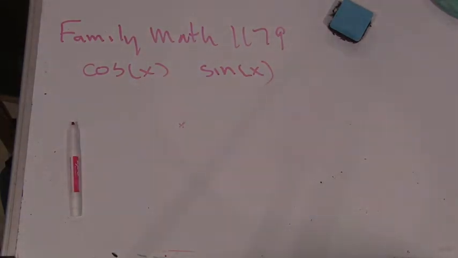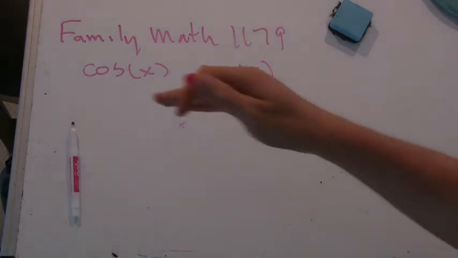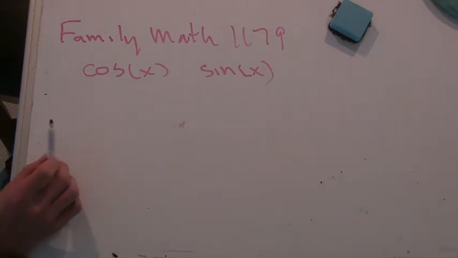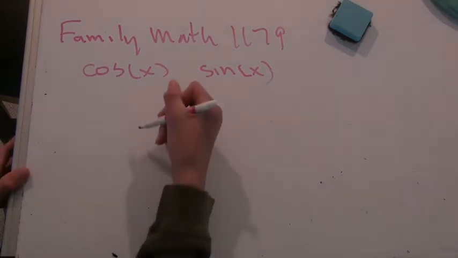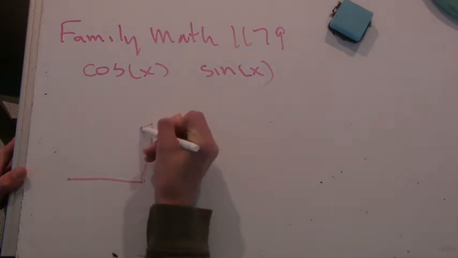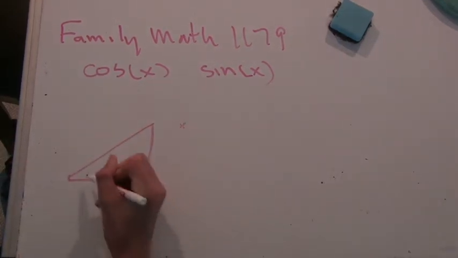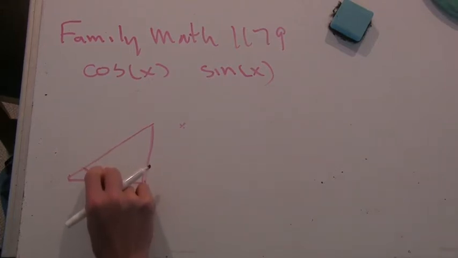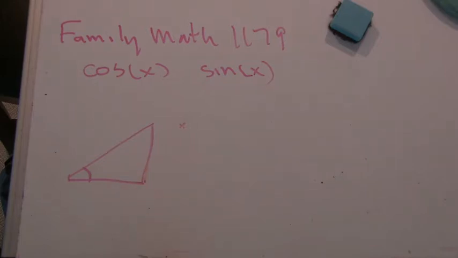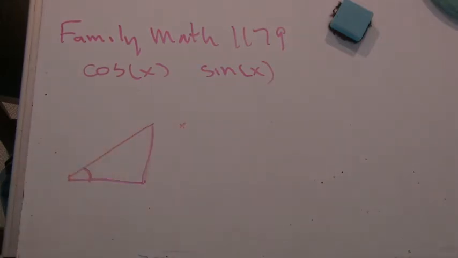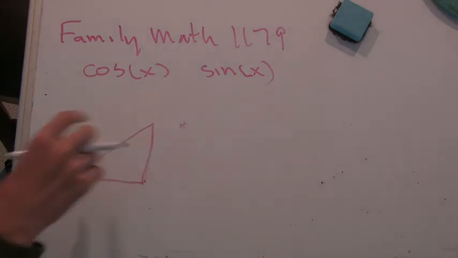Yeah, so tell me, before we dive into this, I'm not even sure that you've seen these as functions before. What do you know about cosine and sine? I know you've talked a little bit about trig this year. Basically, if you have a right triangle like this, and then an angle here, the cosine of this angle would be the ratio of the adjacent to the hypotenuse. Okay. And the sine would be the ratio of the opposite to the hypotenuse.